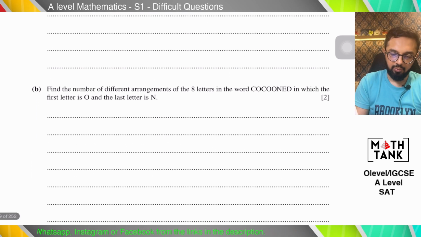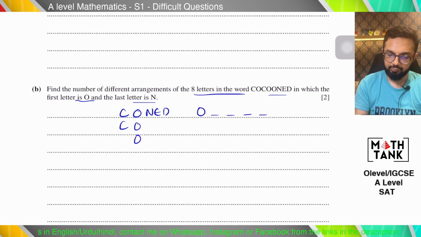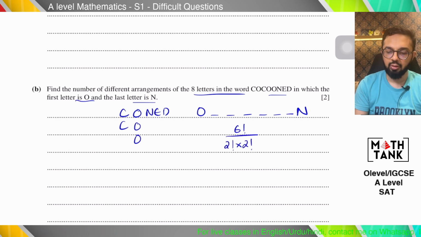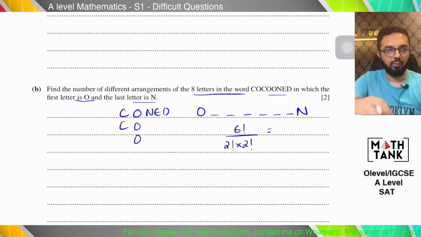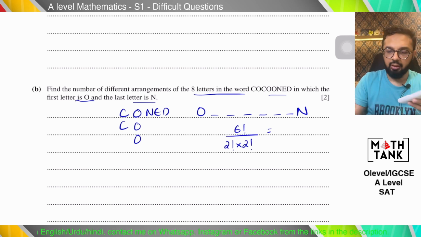Find the number of different arrangements of the 8 letters in the word cocooned in which the first letter is O and the last letter is N. First letter is O and the last letter is N. So I have 6 factorial in the middle. How many O's got arranged? 2 O's got arranged and 2 C's got arranged. 180.